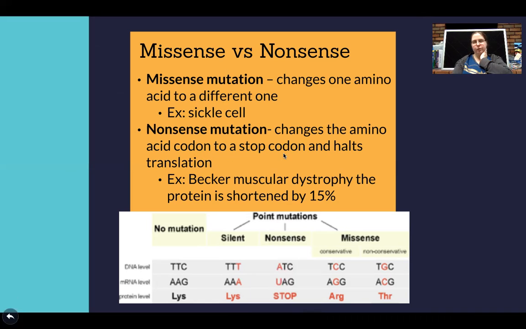An example of this is Becker muscular dystrophy. And what happens is that the protein is actually shortened by 15%. So the first 85% of the gene is translated, but then they have a mutation that causes a stop codon too soon. And that last 15% doesn't get translated because of that early stop codon.